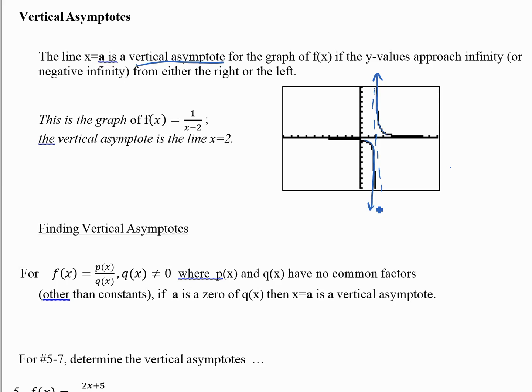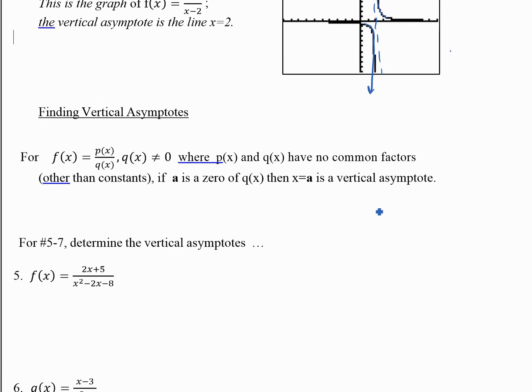Okay, now to actually find vertical asymptotes, these are going to be where our functions are undefined, or at least some of the places. So when the denominator is 0, and they don't have any other common factors, then you have a vertical asymptote. So what I'm saying is if you factor the numerator and the denominator, and if you have a factor in the denominator that doesn't cancel out with a factor in the numerator, then we have a vertical asymptote.